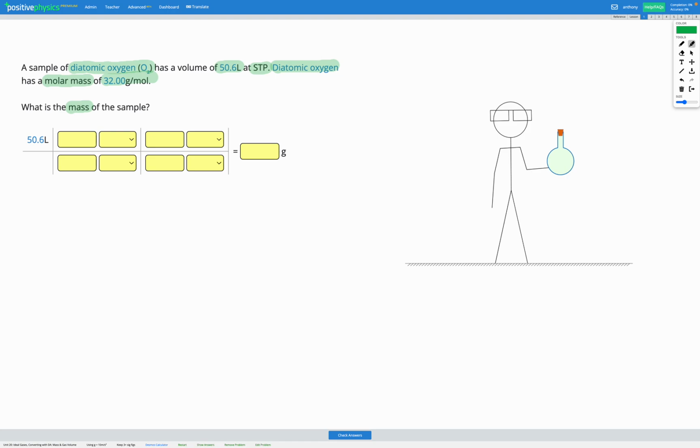So we're starting out with 50.6 litres. First, we're going to have to convert that into moles. Then we're going to have to convert from moles to mass. So the first thing we need is a conversion factor between moles and litres. So let's head to our equation sheet.